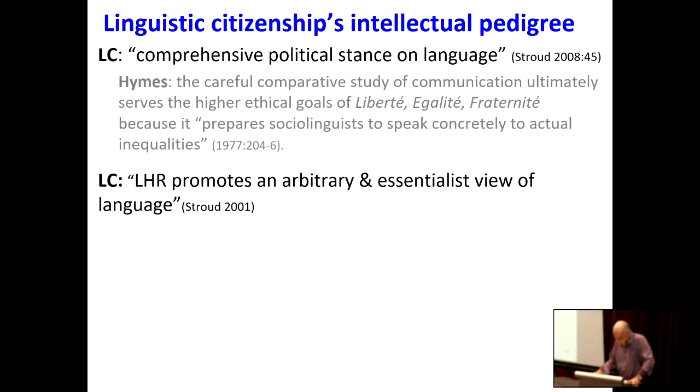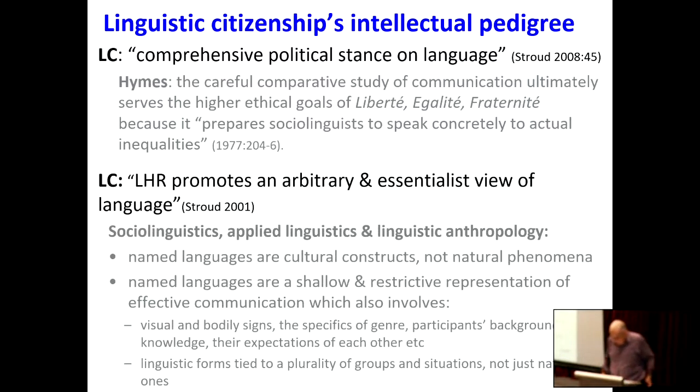So, when linguistic citizenship criticizes the arbitrary and reifying models of language in the linguistic human rights perspective, it's building on an academic pedigree, an intellectual deconstruction of named languages that is now very much mainstream in sociolinguistics and linguistic anthropology. There's absolutely no doubting the ideological and emotional power and persuasiveness of the idea of a language like English, German or Bengali. But nowadays there's lots of research which challenges the belief that distinct languages exist as natural objects. Instead, English, German, Bengali are cultural constructs, social and ideological constructions.